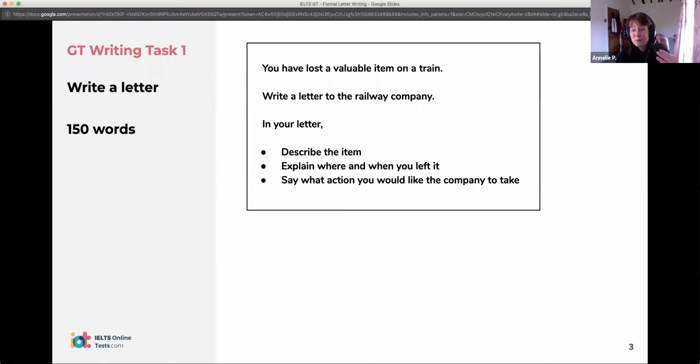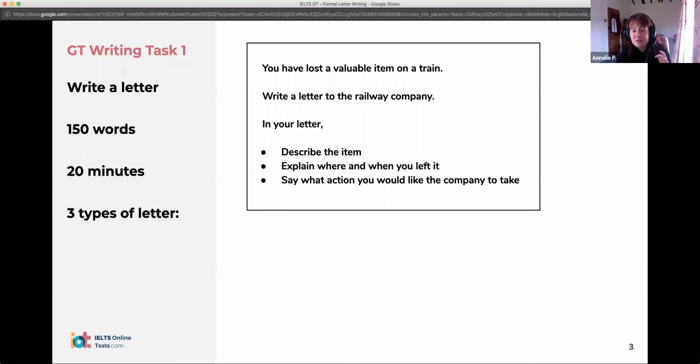There's no maximum, but at the same time, if you write a lot, you may be going over the 20 minutes, which is what they recommend for task one, and you may be including some irrelevant information. So 170, 160, 180, something like that is fine.